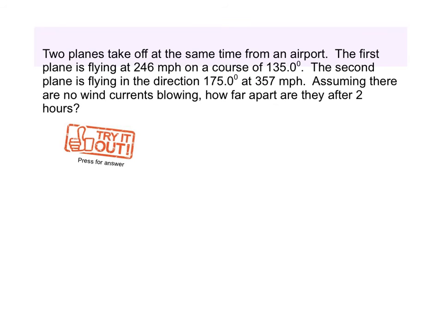Here's another problem I'd like you to try. I have two planes. They take off at the same time from an airport. The first plane is flying at 246 miles per hour on a course of 135 degrees. The second plane is flying in the direction of 175 degrees at 357 miles per hour. Assuming there are no wind currents blowing, how far apart are they after 2 hours? Press pause on your video. When you're ready for the answer, press play again.